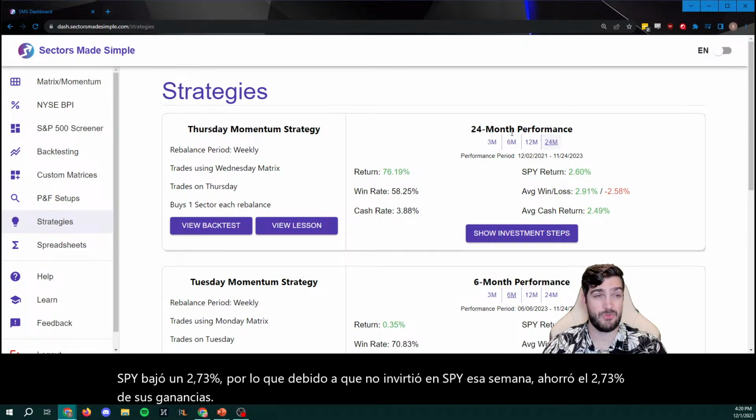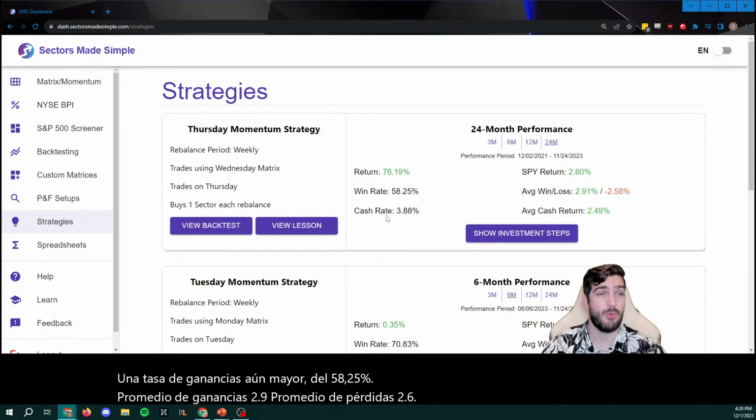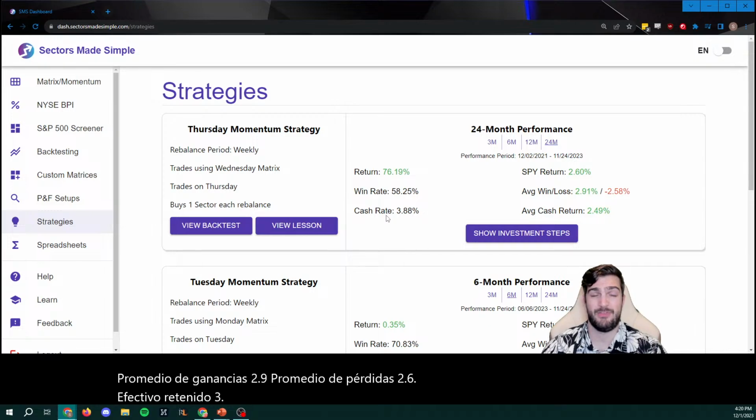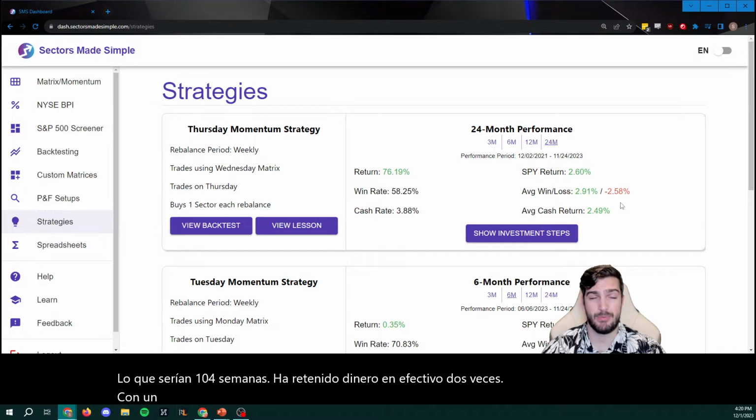Then finally, 24-month return, 76% gain compared to SPY's 2.6%, an even higher win rate of 58.25%, average win 2.9, average loss 2.6, held cash 3.88%. So in the past 104 weeks, it's held cash twice, with an average cash return of 2.49%, meaning on each of those weeks, it saved you about 2.5% gain.